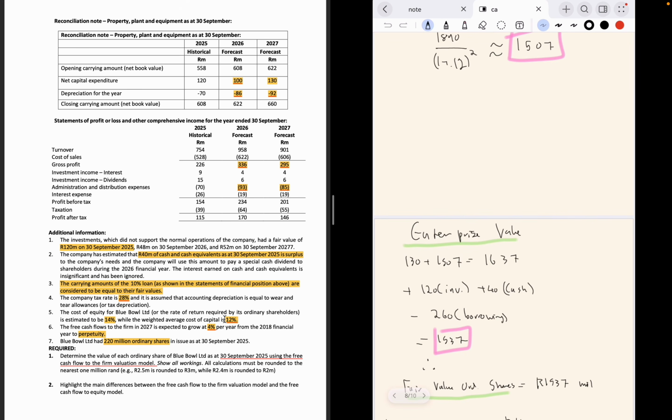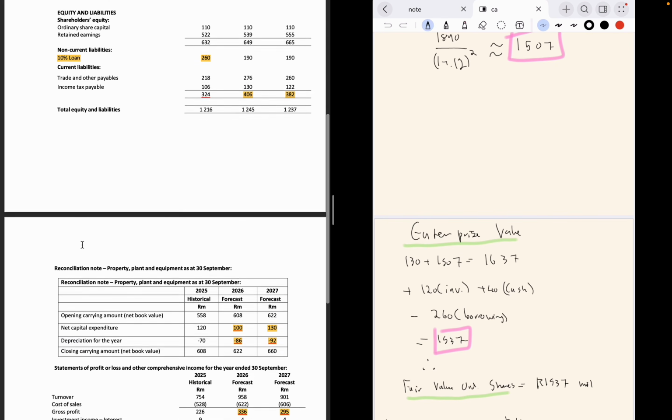What are we going to do now? We're going to add our investments. So look at point 1. The company had investments which did not support the normal operations of the company, had a fair value of 120 million on this date. So we add that 120, we add the 40, which is the cash that is additional, and then we subtract 260, which is borrowings.